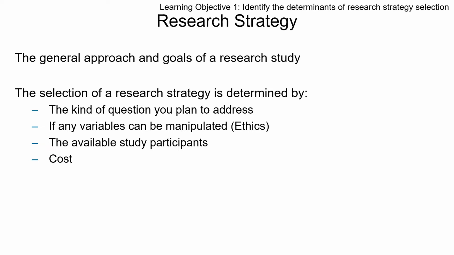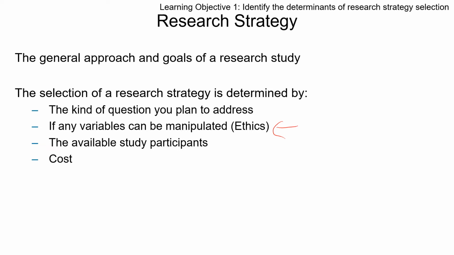Do you plan to address something causal? Do you plan to just see if things are related? Do you want to check something major, something minor? So the kind of question you plan to address determines which research strategy you're going to choose. How about whether any variables can be manipulated? This one's actually pretty important here. Can we manipulate variables?